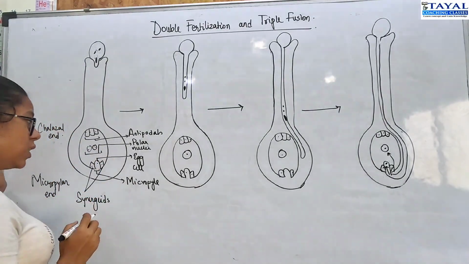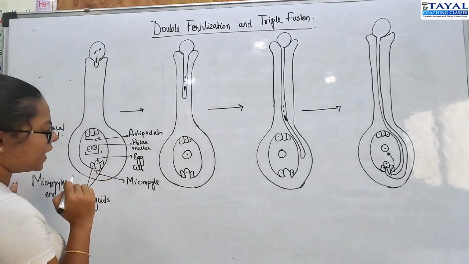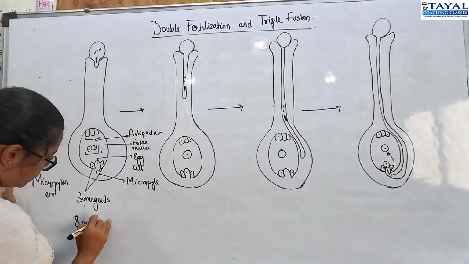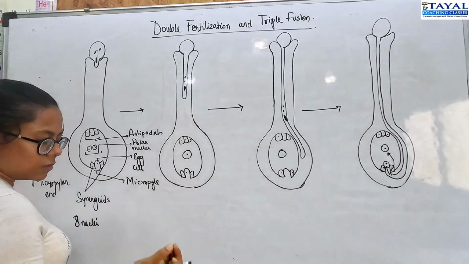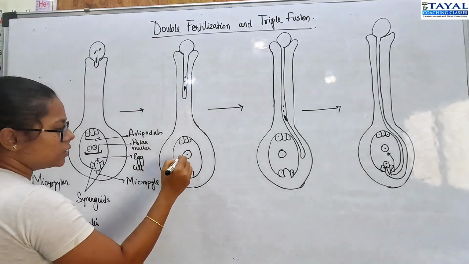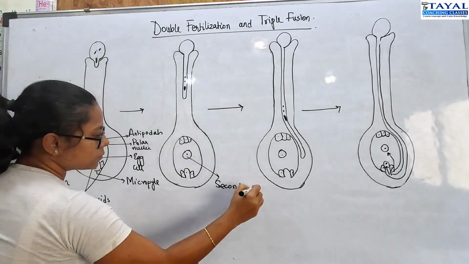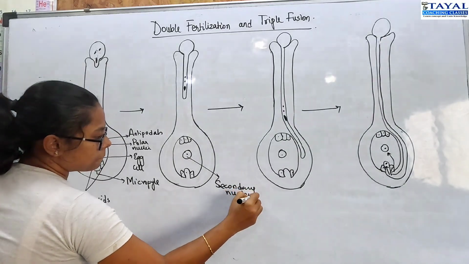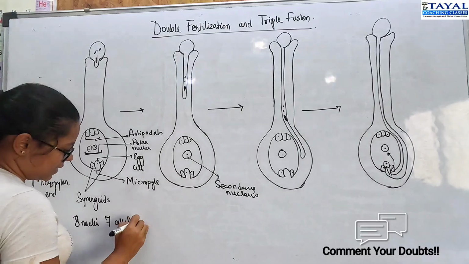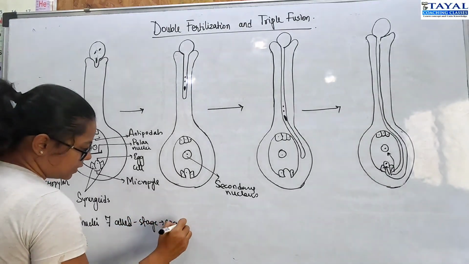In this stage, you have what? 1, 2, 3, 4, 5, 6, 7, 8 nuclei inside the egg apparatus. However, these two will fuse later to form a secondary nucleus. Hence, it is an 8 nuclei 7 celled stage in the egg apparatus.